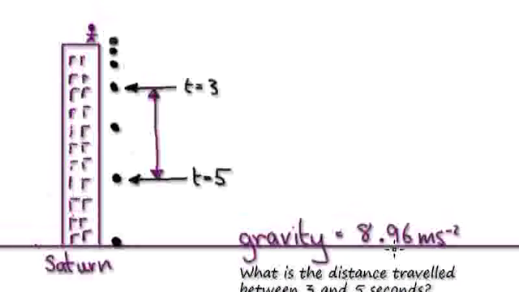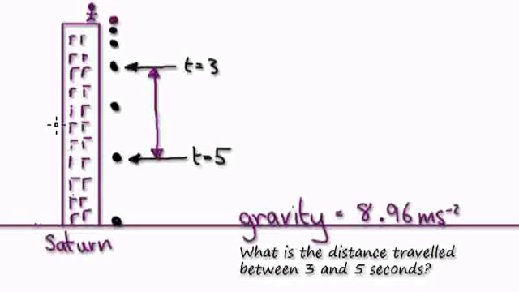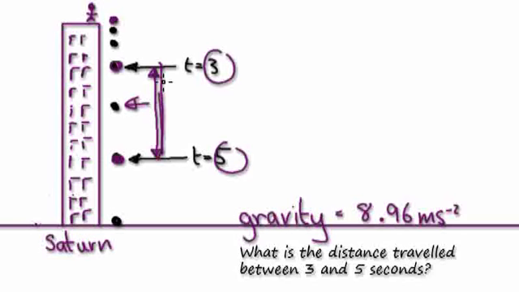Okay, let's give you guys some more practice. So again, we're on top of a building which happens to be on Saturn. The gravitational pull of Saturn is 8.96 meters per second squared. Now, when I drop a cannonball from here, at 3 seconds a cannonball will be here. 4 seconds it would be here. 5 seconds it would be here. I want to know the distance traveled between 3 and 5 seconds. So I want to know this distance here, from here to here.